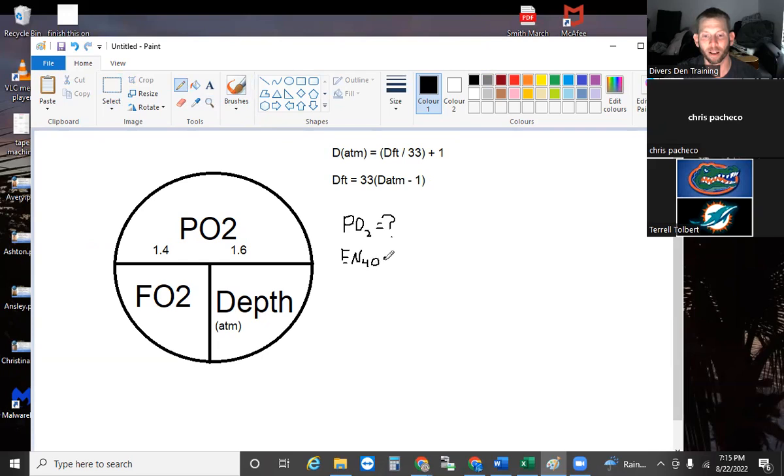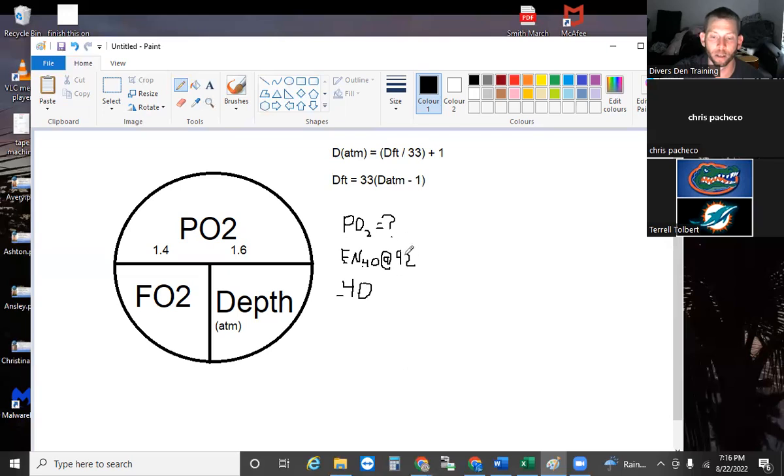EAN 40 at, and we'll say, I don't know, 97 feet. No, 92 feet. And my question is, am I exceeding my MOD? Am I exceeding my safe PO2s? It's pretty easy on this one. My fraction of oxygen is 0.40, times 92. No, that's not going to work.